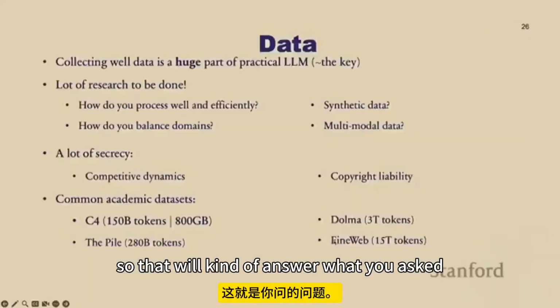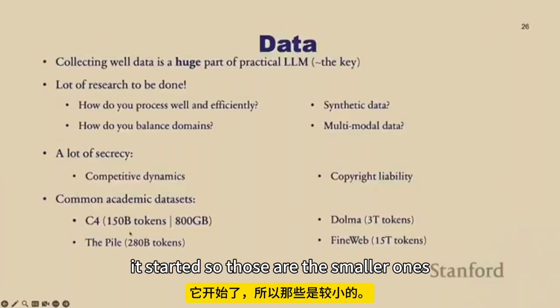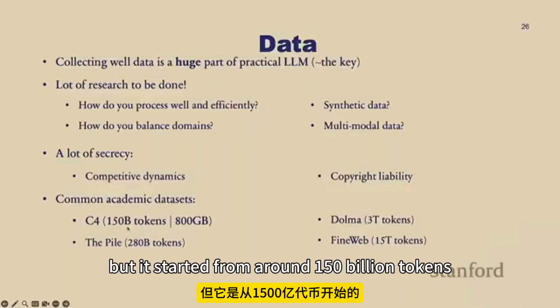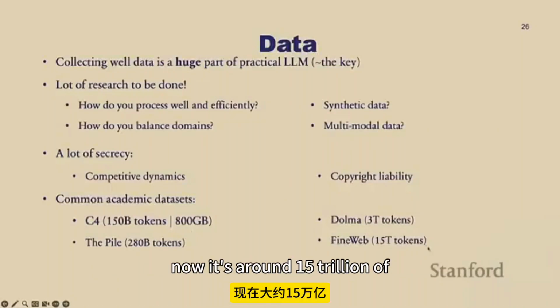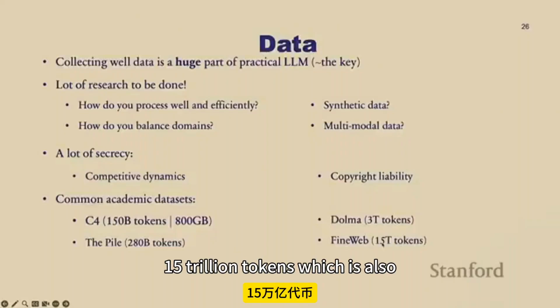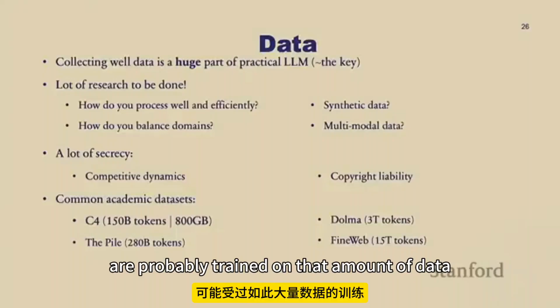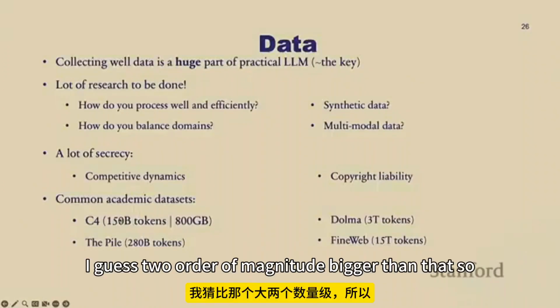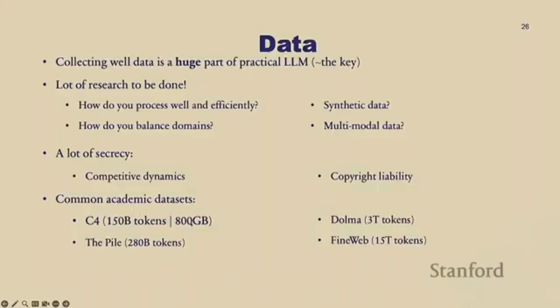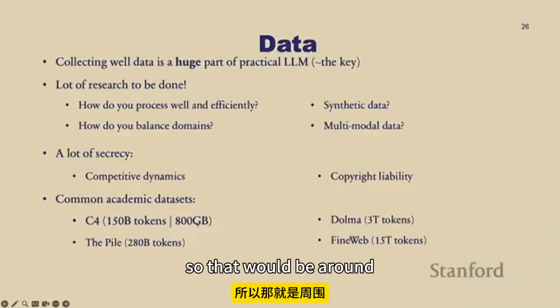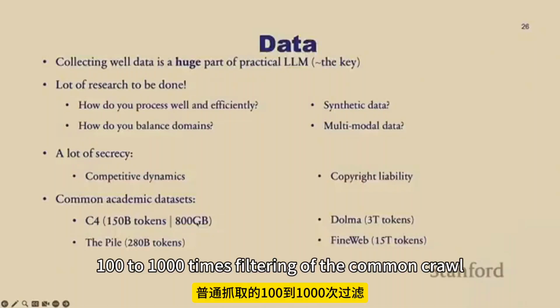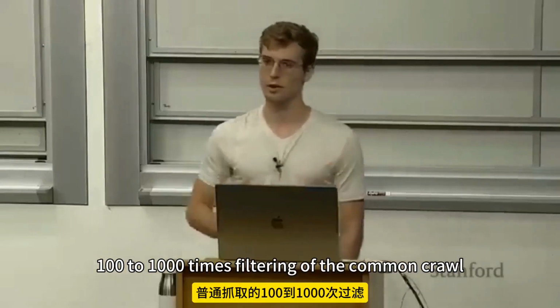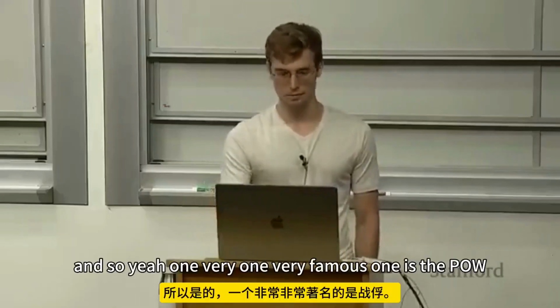So that will kind of answer what you asked. Those are the smaller ones. The names are not that important, but it started from around 150 billion tokens, which is around 800 gigabytes of data. And now it's around 15 trillion tokens, which is also the size that the best models are probably trained on right now. So 15 trillion tokens is probably 2 orders of magnitude bigger, so around 80E3 gigabytes. So that would be around 100 to 1,000 times filtering of the Common Crawl, if I'm not mistaken.